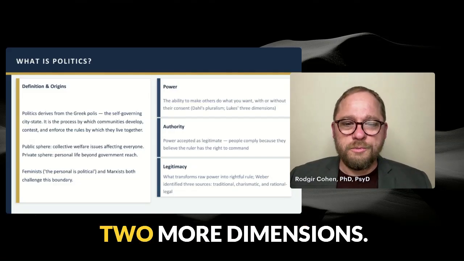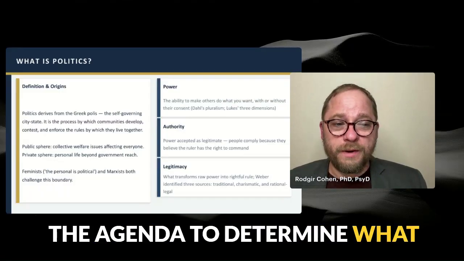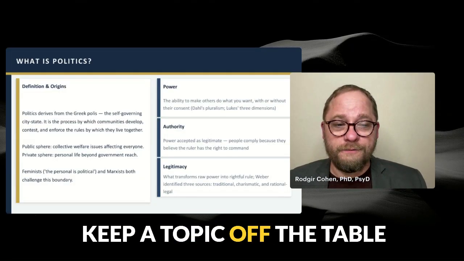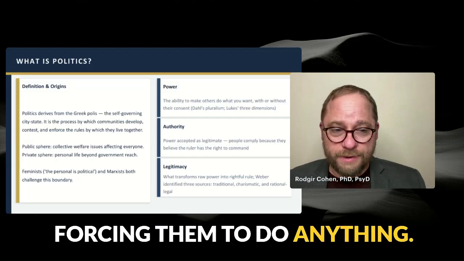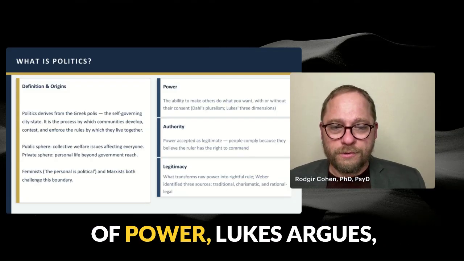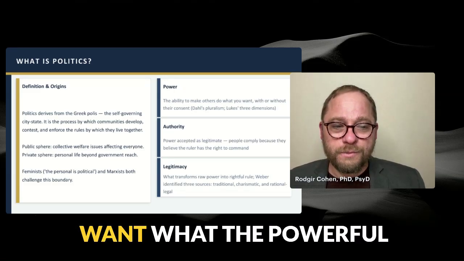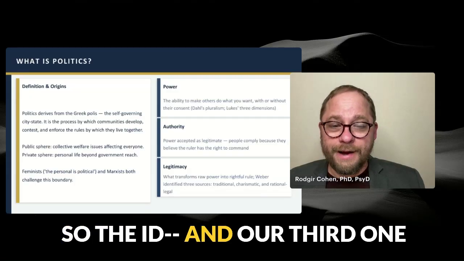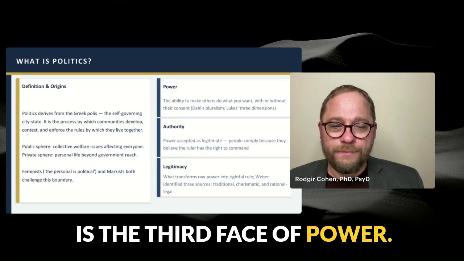Stephen Lukes adds two more dimensions. Power is also the ability to set the agenda, to determine what gets debated in the first place. If a powerful actor can keep a topic off the table entirely, they are exercising power even when no one's forcing them to do anything. And the deepest form of power, Lukes argues, is the power to shape preferences, to make people want what the powerful want them to want. And our third one is ideology, and ideology is the third face of power.